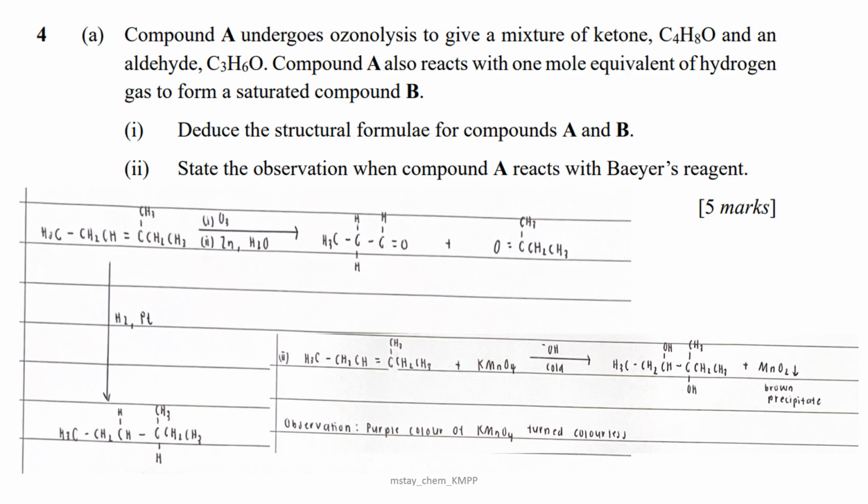Okay, let's continue with question number 4. Compound A undergoes ozonolysis. So basically, we understand that for question number 4, it will focus on alkane or alkene. Once we know that it undergoes ozonolysis, then basically we will have the idea that A is the alkene, and then they will give a mixture of ketone C4H8O.